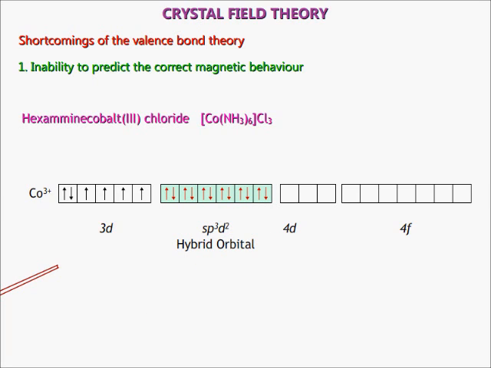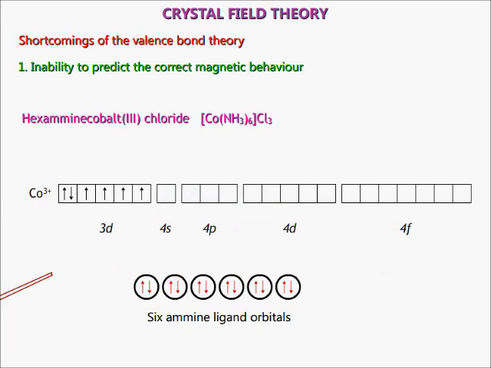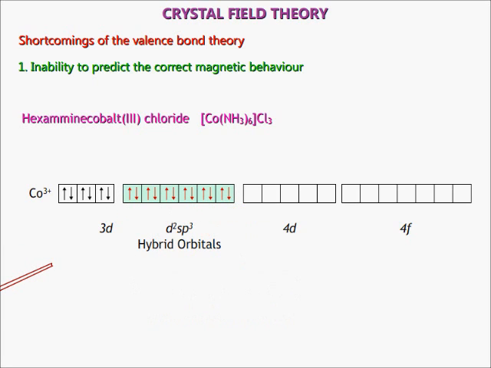In that case, the magnetic behavior of the complex is expected to be paramagnetic due to the presence of these unpaired electrons. This is not true. The complex is found to be diamagnetic with no unpaired electrons. Actually, in this case, the inner d orbitals take part in d2sp3 hybridization like this.